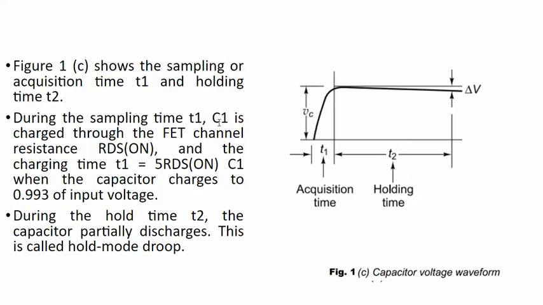During the sampling time, C1 is getting charged through the FET channel resistance, which is RDS, and the charging time T1 is equal to 5 times RDS(on) of the FET times C1, when the capacitor charges to 0.993 of the input voltage. During the hold time the capacitor partially discharges, and this is called the hold mode droop.